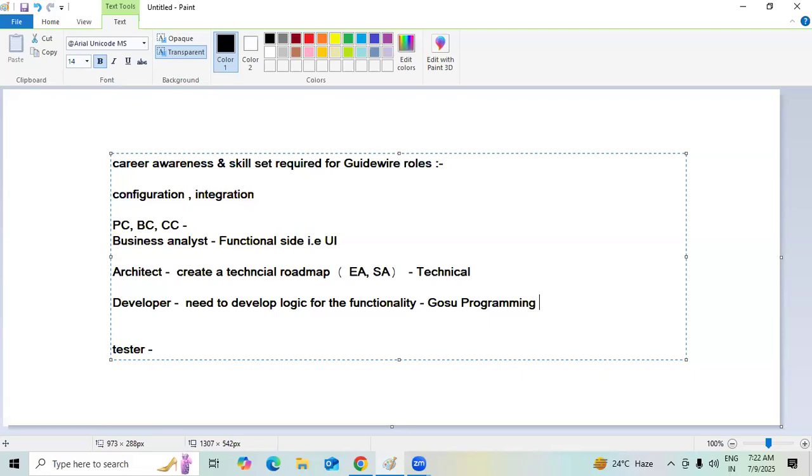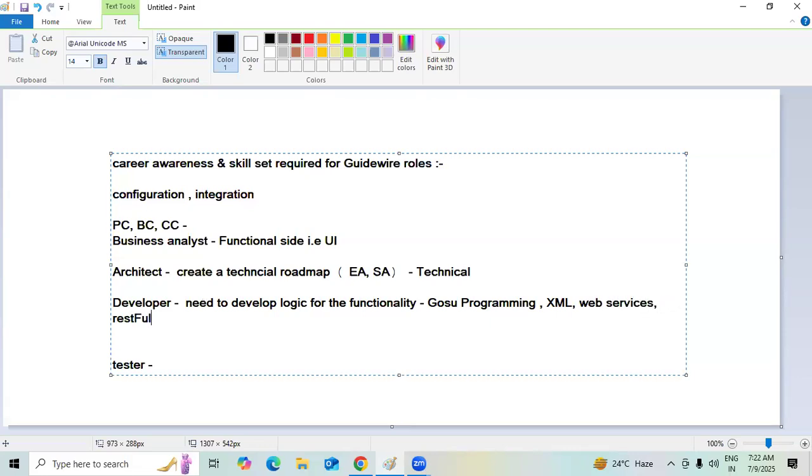So as far as the skill sets, as I mentioned, you must be good with the configuration and integration, right? So you must know about Gosu programming, you must know about XML, and you must have some knowledge of web services and RESTful APIs, right? All these things you must be good at and familiar with.